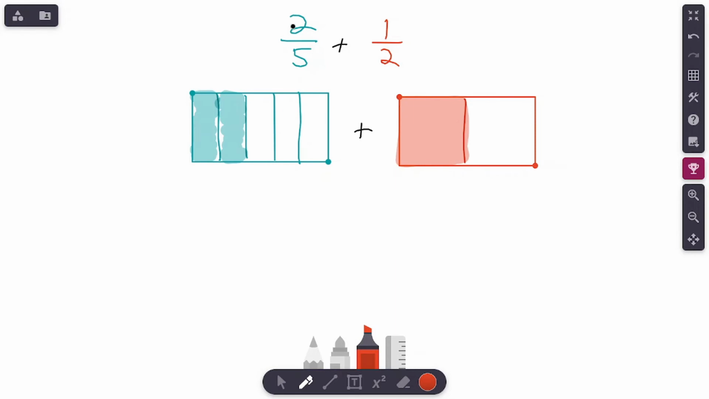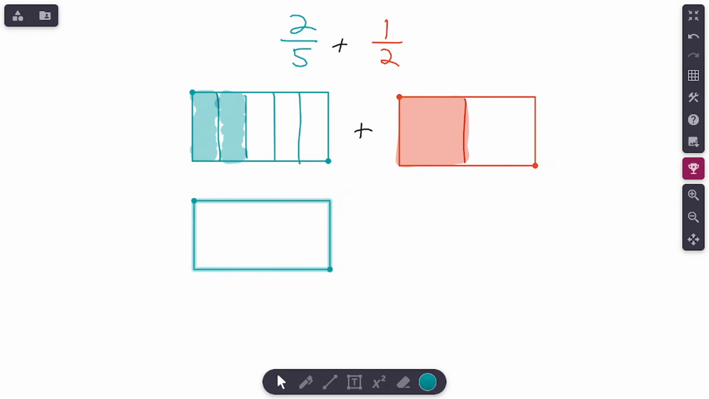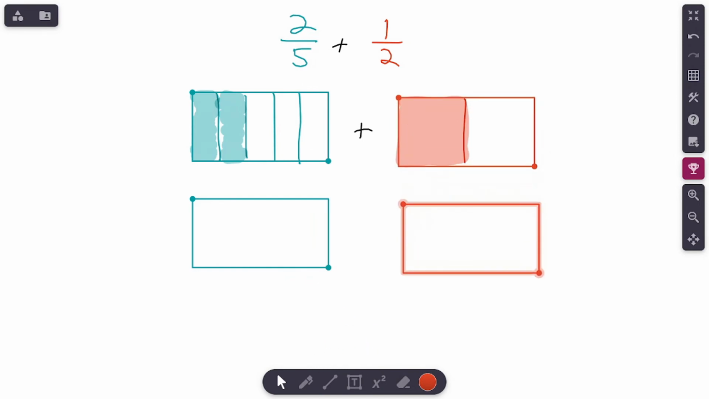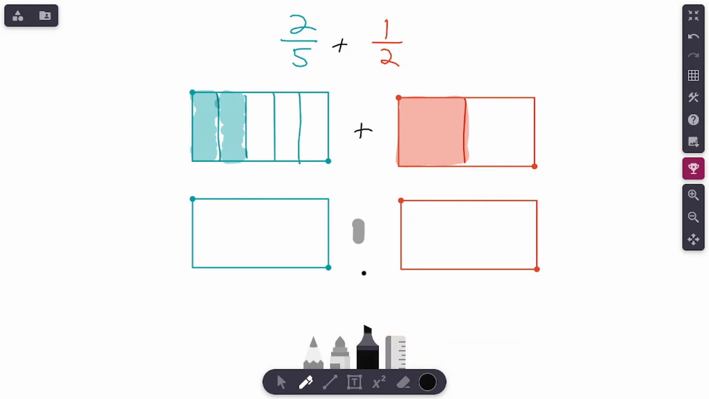So we're going to create an equivalent fraction for 2/5. We're going to create an equivalent fraction for 1/2, and the goal is that both of the equivalent fractions we make have the same denominators. Okay, so let's do it. I'm going to copy this and bring it straight down because we need to draw these models again with the goal of creating two fractional models that have the same number of pieces, equal size pieces, okay?